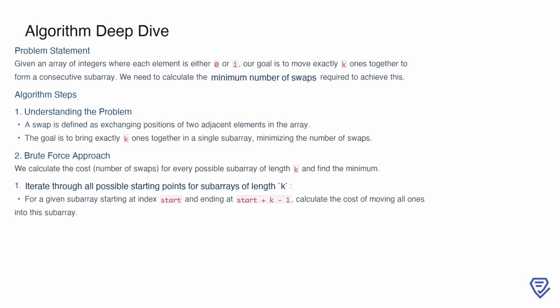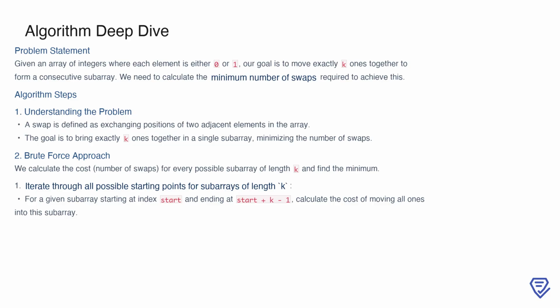In this problem, we are given an array of integers consisting of only 0s and 1s, and our task is to move exactly k 1s together into a consecutive subarray. The challenge is to find the minimum number of adjacent swaps required to achieve this. A swap means exchanging the positions of two neighboring elements in the array.